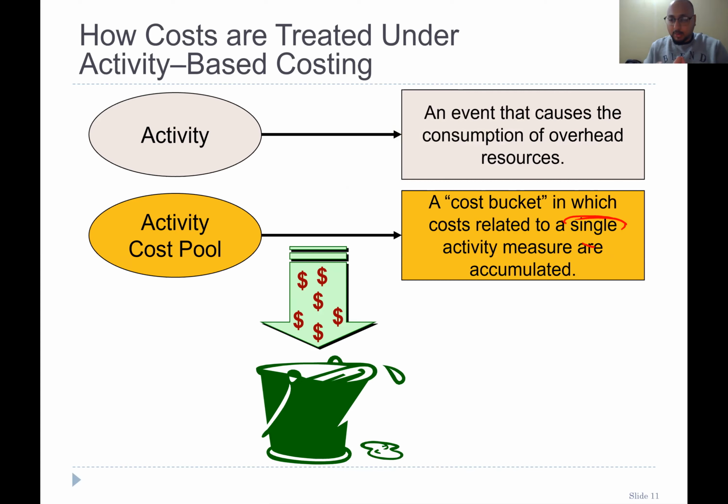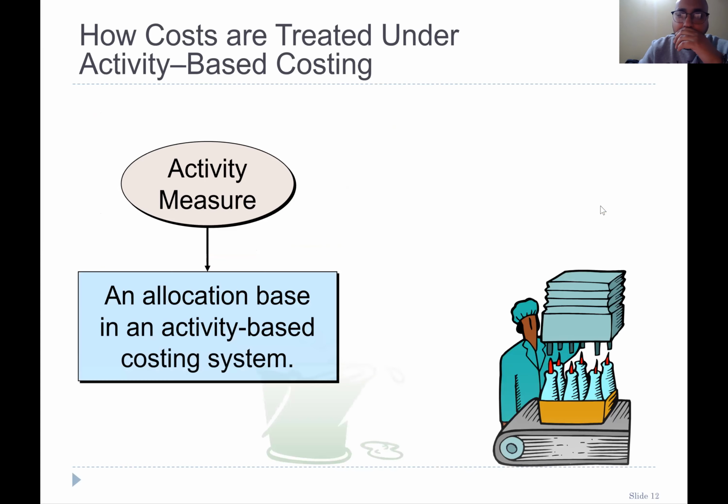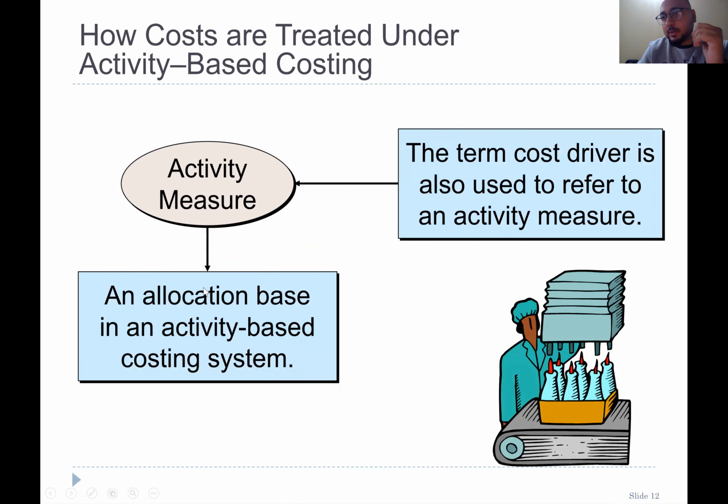we create a pool of cost, in which not just one cost, but different costs from different areas are coming inside. We'll talk about it when we do some examples. Then I will explain what an activity is and what an activity cost pool is. And then the activity measure, which is the cost driver.